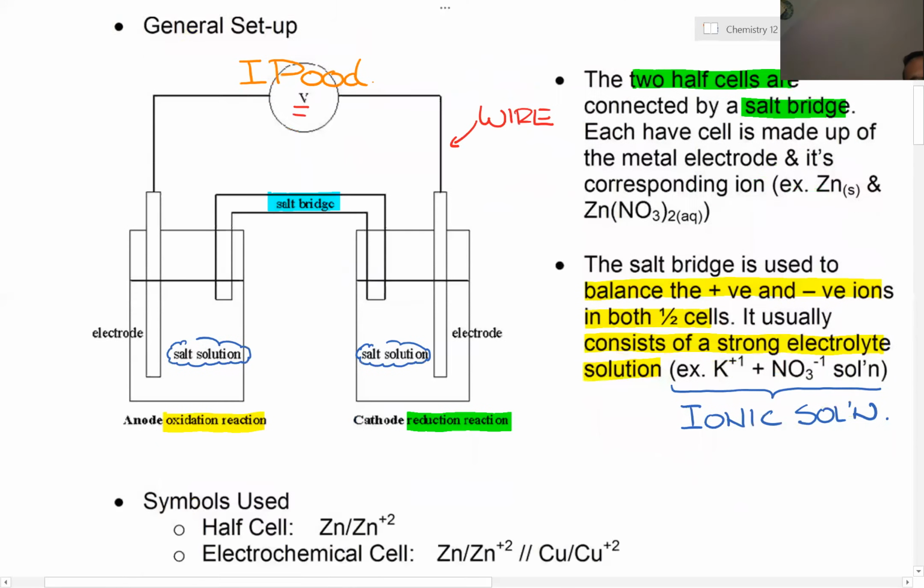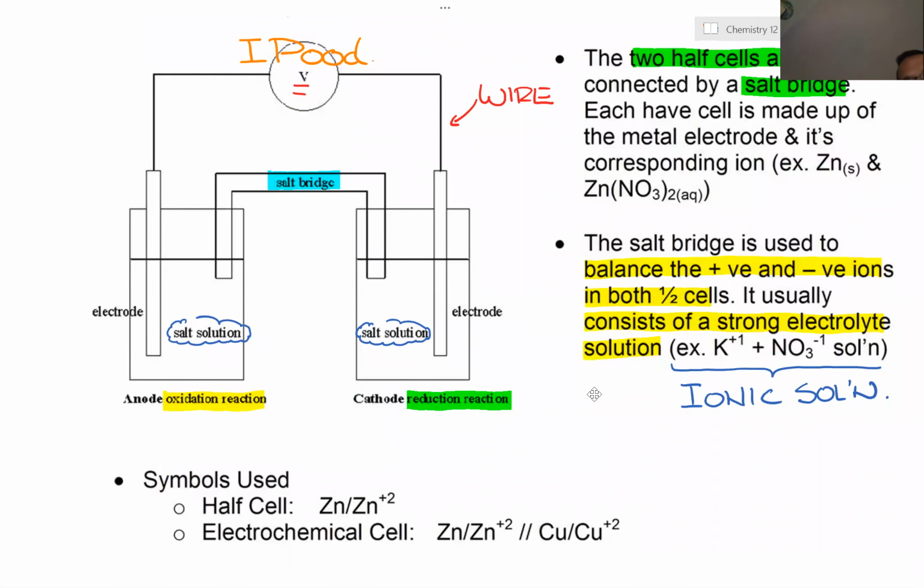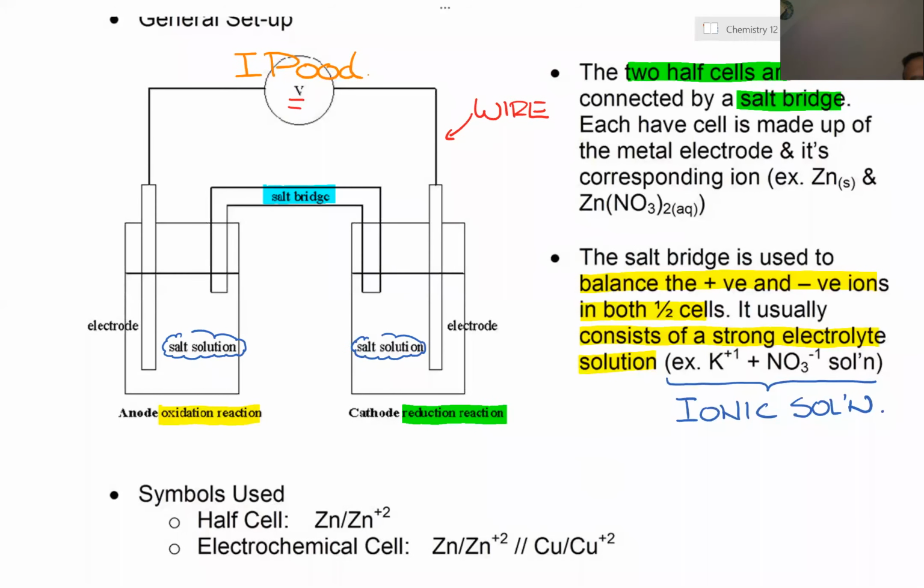Now, what are the symbols that are used? There you go. Now, for an individual half cell, the electrode and its ion are separated by a single line. So right here. That represents a half cell. So the one that I highlighted tells me that it's a zinc with a zinc +2 ion half cell.